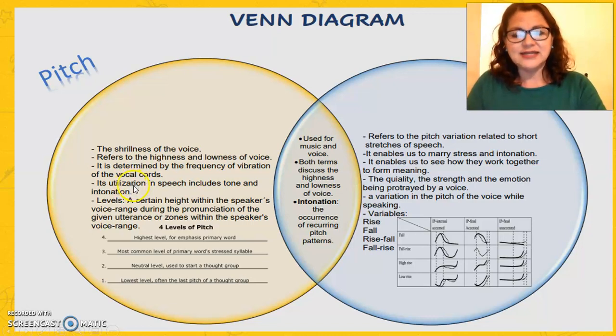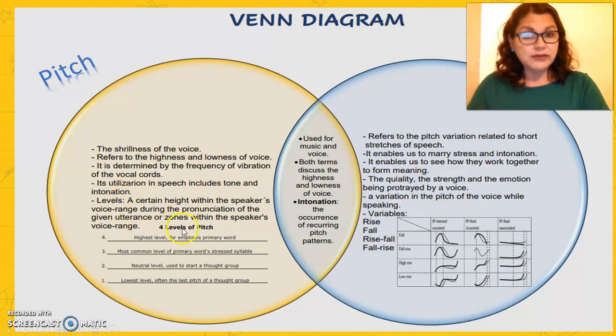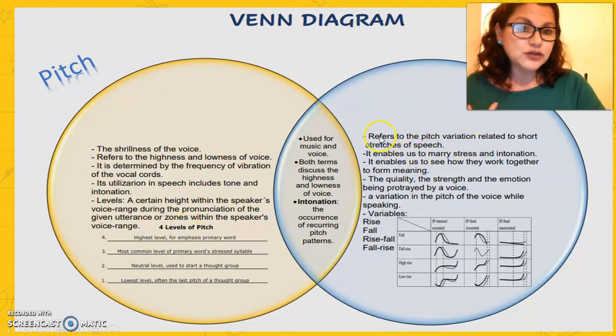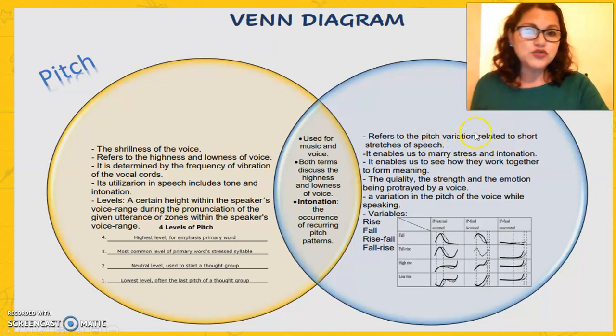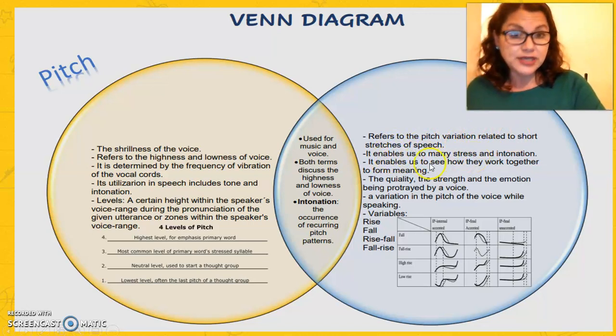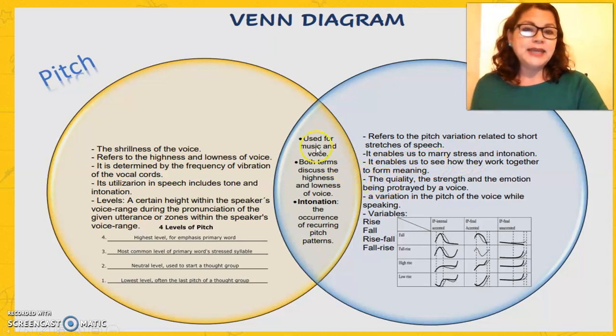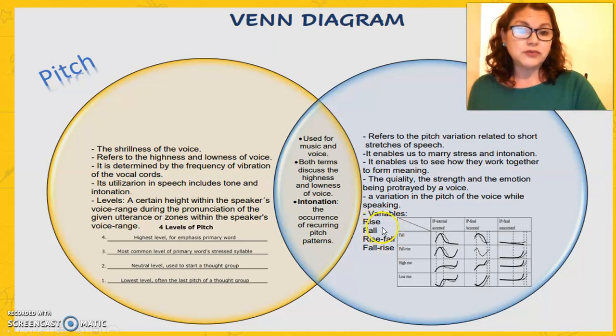Speech includes tone and intonation. And we saw the 4 levels of pitch. We saw that tone refers to the pitch variation related to short stretches of speech. It enables us to marry stress and intonation. And we saw the variables: rise, fall, and fall-rise.